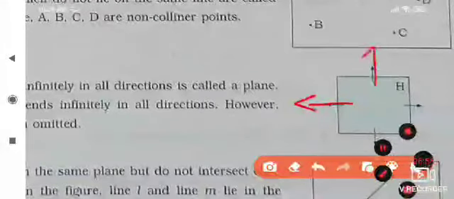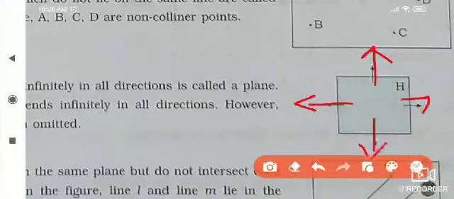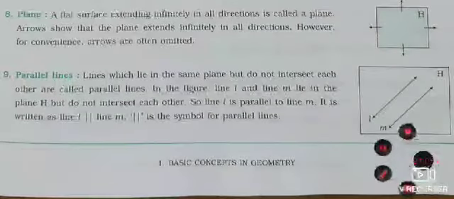What is a plane? A plane is a flat surface. It extends in all directions. So here it is the plane, and it extends, meaning we can extend it in any direction. It has no end. It is a flat surface like a table, a pad, or a notebook that you use in your daily life. And the last point is parallel lines.